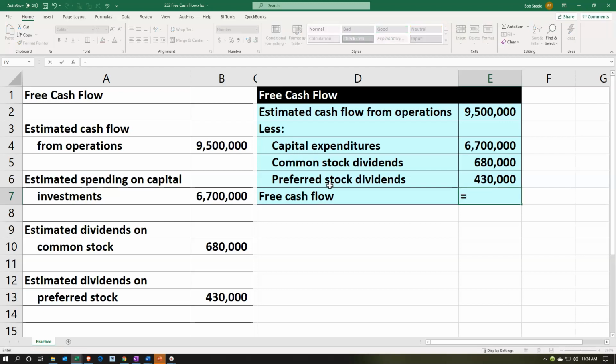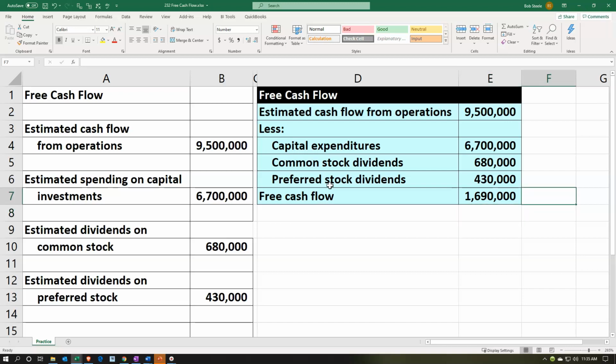which is going to be equal to, and you can do this a couple different ways. Let's practice our Excel here. Equal to the 9,500,000 minus the 6,700 minus the 680 minus the 1, or E2 minus E4 minus E5 minus E6, or the 1,690,000 being the free cash flow.